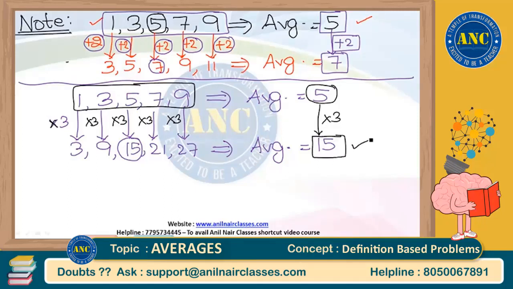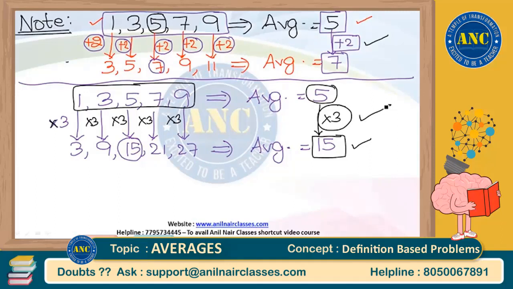That means, in simple language, if each number in any given series, it may or may not be in arithmetic progression. I took an example where a series is in arithmetic progression. You can take some other example where a series is not in arithmetic progression, but the only thing is arrange it in ascending or descending order. If each number in the given series is increased or decreased or multiplied by some constant k, my average also increases or decreases or multiplies by the same constant k, right?